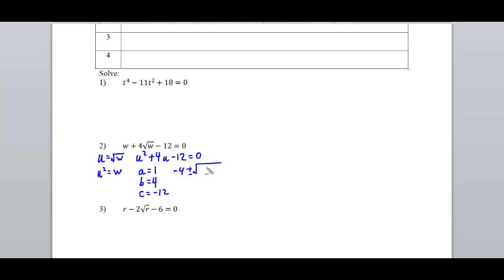Now the discriminant in problem 2 here is going to be 64, and my denominator is going to be 2 because it's 2 times 1. So this gives me two answers. The first answer, negative 4 plus the square root of 64, or negative 4 plus 8 divided by 2, gives me 2, which is equal to u. And then negative 4 minus 8 divided by 2 gives me negative 6, which is equal to u.